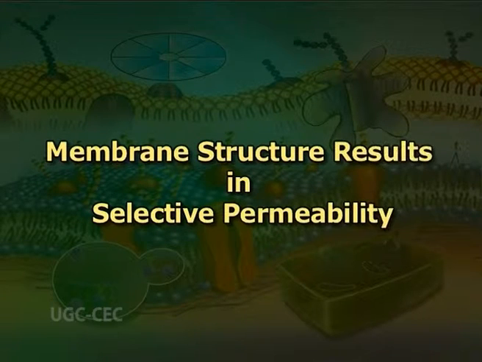Now, how membrane structure results in selective permeability. The biological membrane is a beautiful example of a supramolecular structure. Many molecules are ordered in a higher level of organization with emergent properties beyond those of the individual molecules. The fluid mosaic model helps to explain how membranes regulate the cell's molecular traffic.